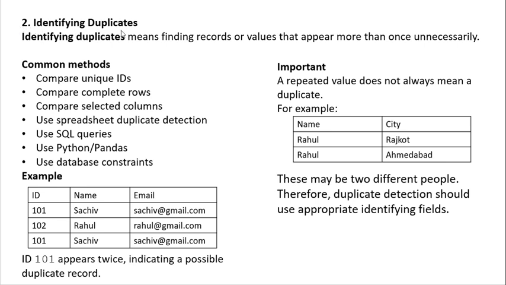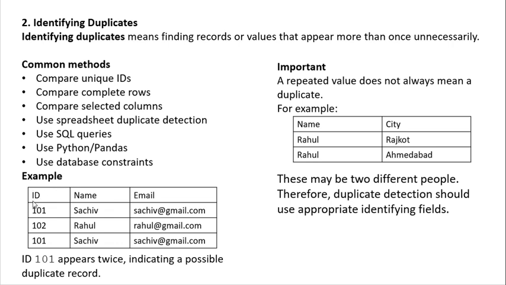Second is identifying the duplicates. Identifying duplicates means finding the records or values that appear more than once unnecessarily. The common methods are to compare the unique ID, compare the complete rows, compare selected columns, use spreadsheet duplicate detection, use SQL queries, use Python pandas and use database constraints. Anyone can be used to find and identify the duplicate records.